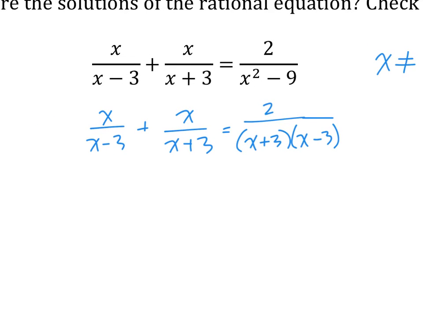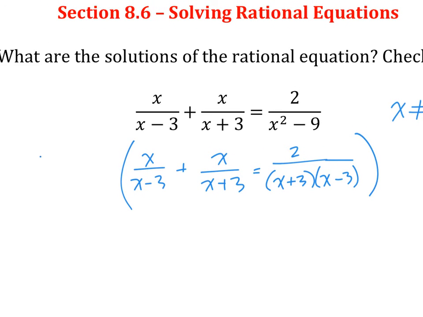Okay, so I'm going to tell you the fastest way to solve this problem. The fastest way is to multiply both sides by the LCD. What is the least common denominator? Yeah, x plus 3, x minus 3. So I'm going to distribute to every single term. If I multiply the first left-hand term by x plus 3, x minus 3, what's going to cancel? Okay, x minus 3 is going to cancel, and what are we left over with? Yeah, x times x plus 3.